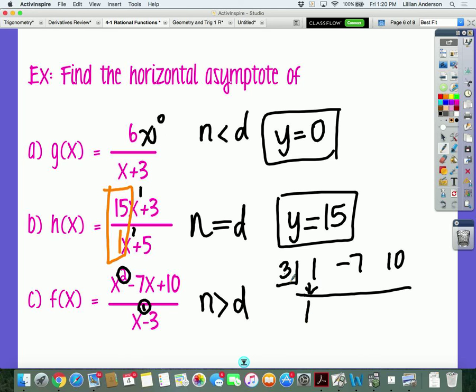Bring down the 1. 1 times 3 is 3. Negative 7 plus 3 is negative 4. And honestly, this last number represents our remainder. We don't need that. We can finish this off, figure out that our remainder is negative 2, but we're not really concerned about that. This is the part we're concerned about. That is the equation of the slant asymptote.